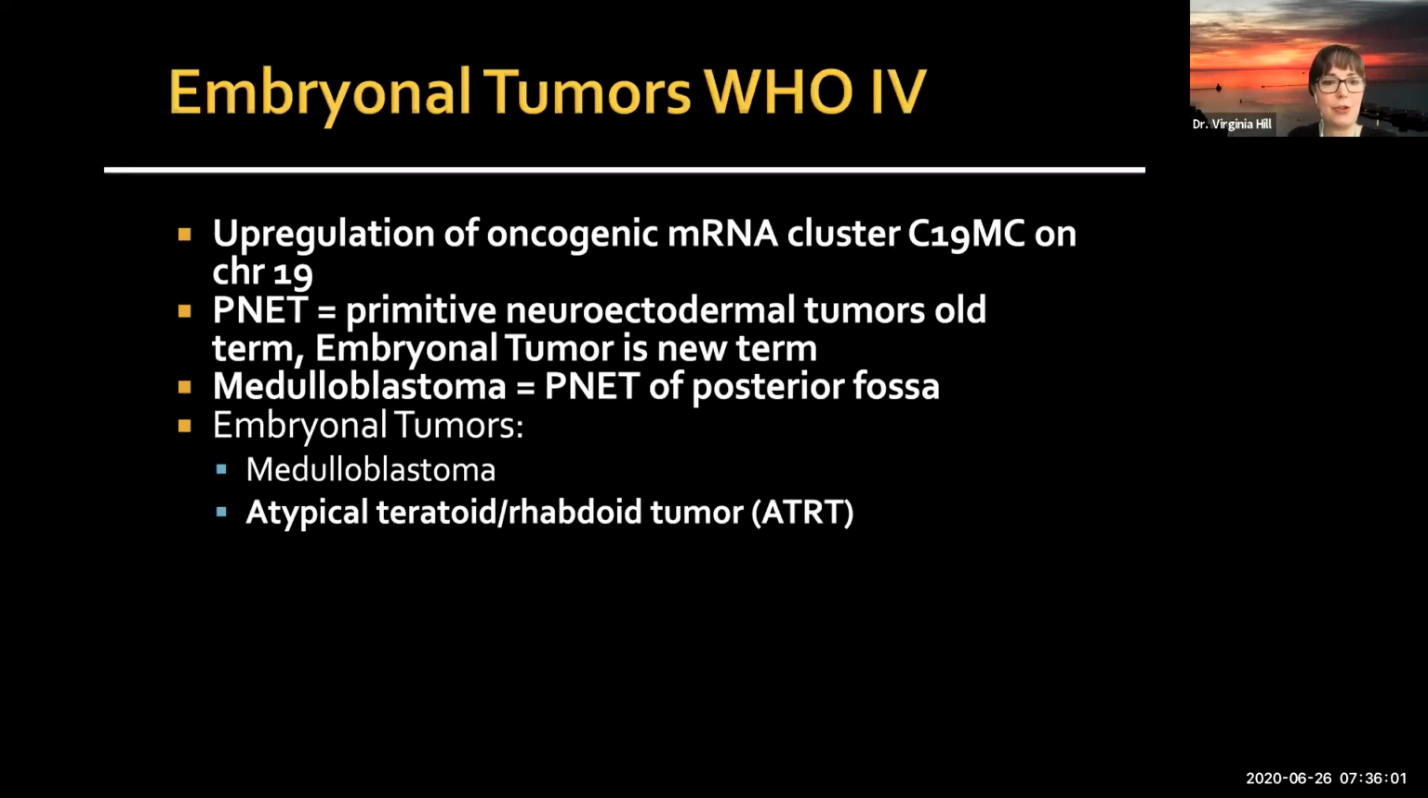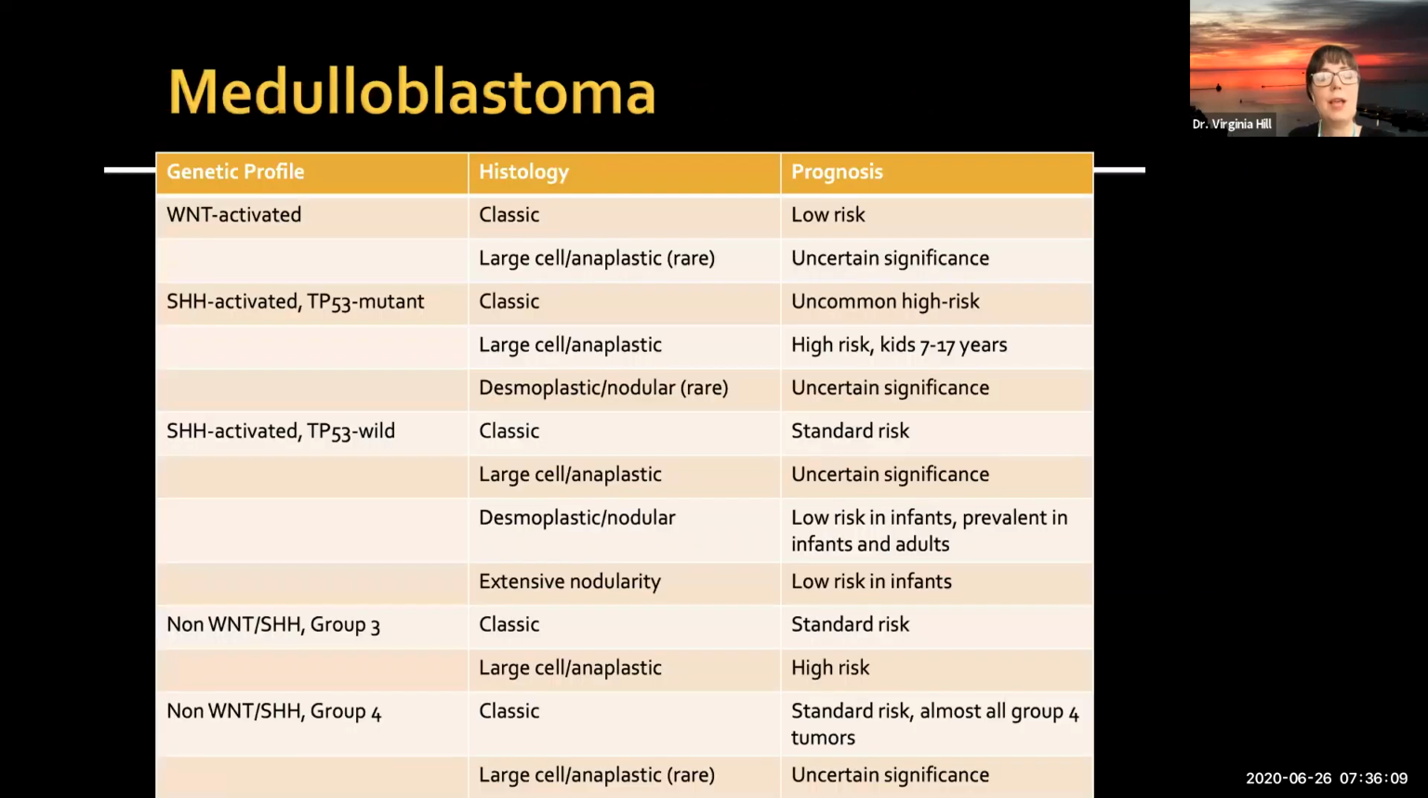Medulloblastomas are embryonal tumors, and probably the most famous or well-known of them. And atypical teratoid rhabdoid tumors also are embryonal tumors. So medulloblastomas I find to be fascinating, and you could do a whole lecture only on medulloblastomas. So we're going to have to be a little bit quick about this description. But they have 4 basic classes.